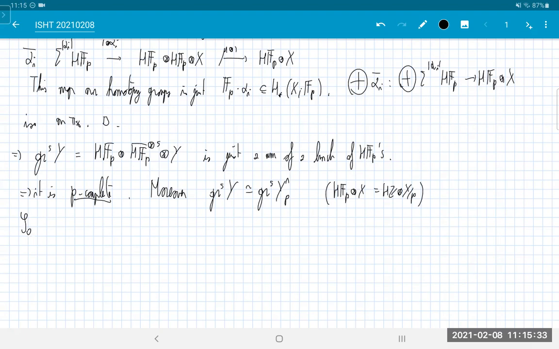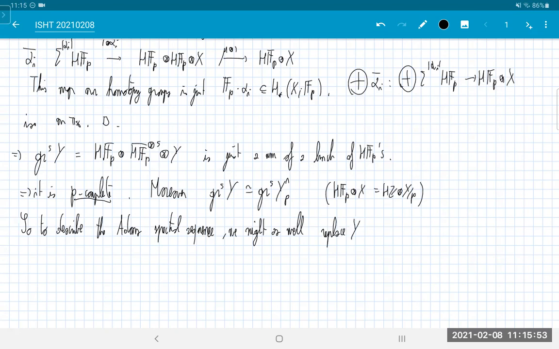So to describe the Adams spectral sequence, we might as well replace Y by Y_p, and that's a very important part. Because in general, Y infinity is going to be something terrible. But when Y is p-complete and connective, you will see that it is actually zero.